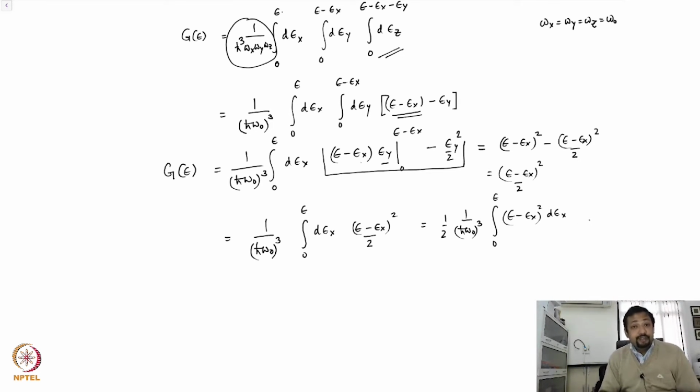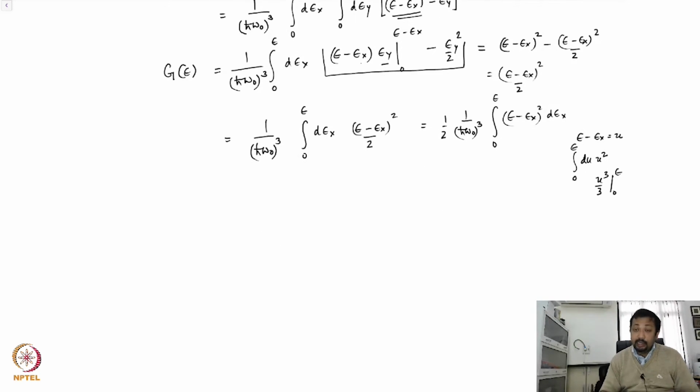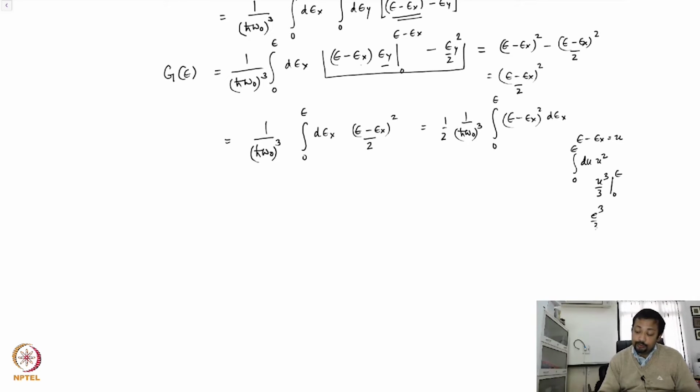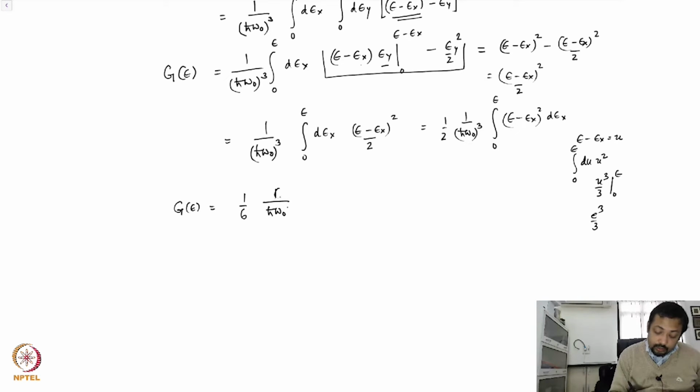This integration is very easy to do. If you substitute epsilon minus epsilon x as u, then essentially you have integral 0 to epsilon of u square du, which is going to be u cube over 3, 0 to epsilon, and that gives you epsilon cube over 3. So the total number of energy states lying between 0 and epsilon is going to be 1 by 6 times epsilon by h bar omega naught whole cube.